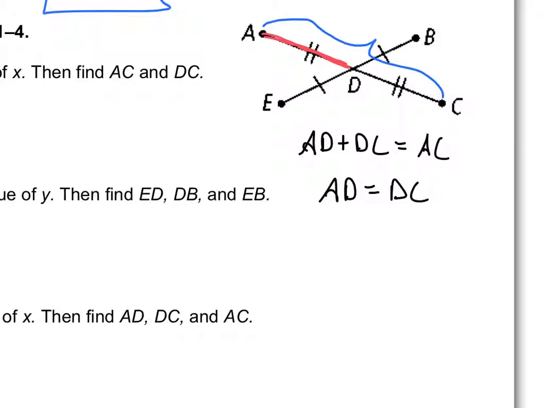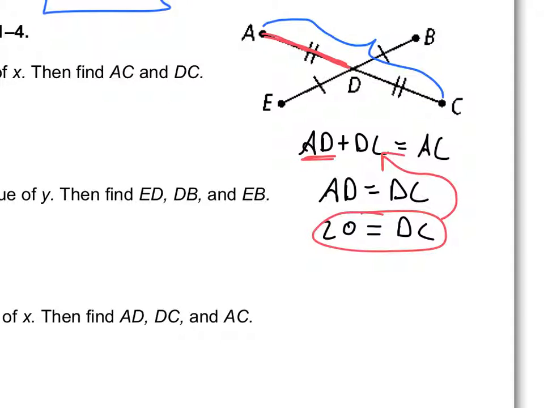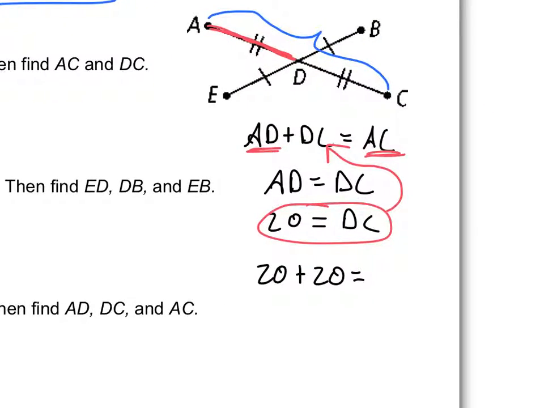Well, let's start plugging stuff in here. I know that AD equals 20 because they gave that to me. So I could say 20 equals DC. Oh, well, look at that. I already found the length of DC. Now I can take DC and plug it into here. I already know the length of AD, and they gave me an expression for AC. So I can now write 20 plus 20 equals 3x plus 4. Now I have an equation that I can solve for x.